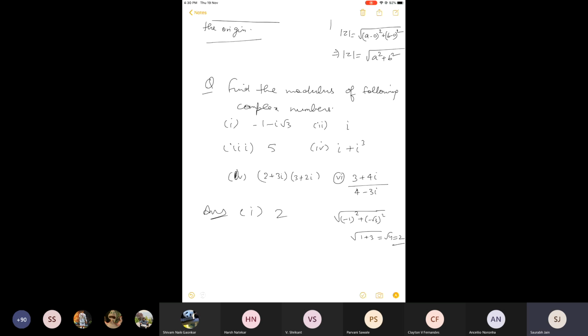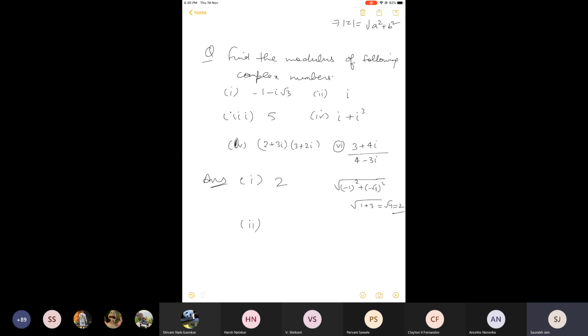Alright. Second part. Who's going to tell me the answer of the second part? Yes, correct. Good. Iota can be written as 0 plus 1 iota, right? And if we want to take its modulus, it will be under root of 0 square plus 1 square. That is root 1, that is 1.